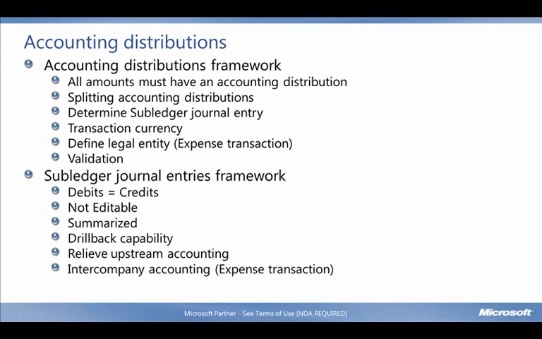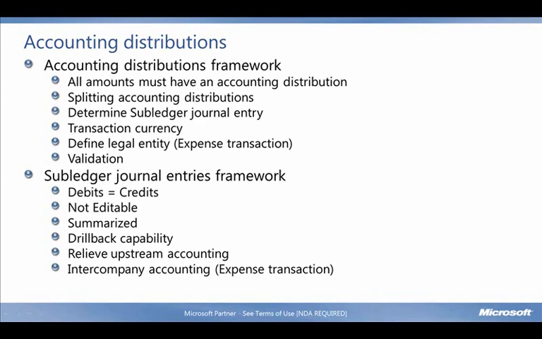Relief of upstream accounting. Subledger journal entries fully supports the relief of upstream source document subledger entries. As an example, take the case of a product receipt that has recorded an accrued liability for an item. At the time of processing the vendor invoice for the product receipt, the upstream accounting transactions for the product receipt will be fully reversed and a new transaction recorded for the vendor invoice.